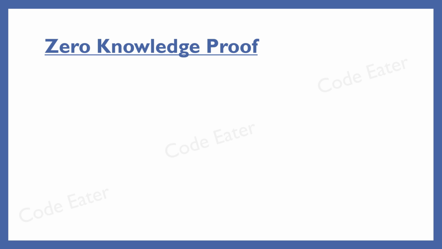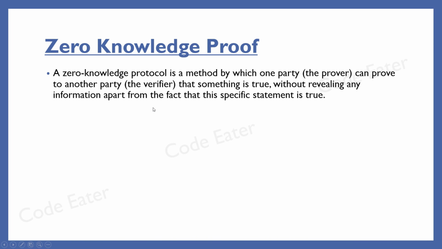Now, what is this zero knowledge proof? Let us understand this. A zero knowledge protocol is a method by which one party, the prover, can prove to another party, the verifier, that something is true without revealing any information apart from the fact that this specific statement is true.